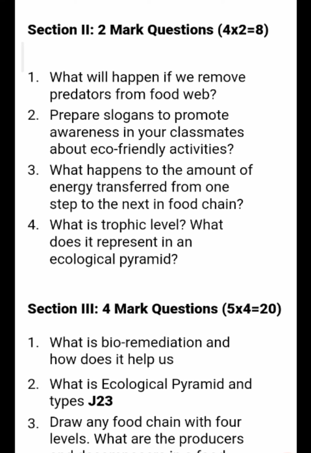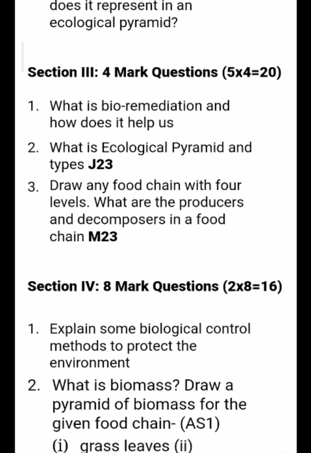Prepare slogans to promote awareness among your classmates about eco-friendly activities. What happens to the amount of energy transferred from one step to the next in a food chain? What is a trophic level? What does it represent in an ecological pyramid? 4 marks questions. What is bioremediation and how does it help us?